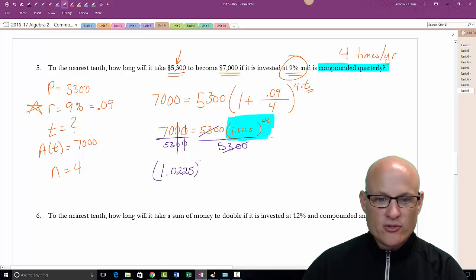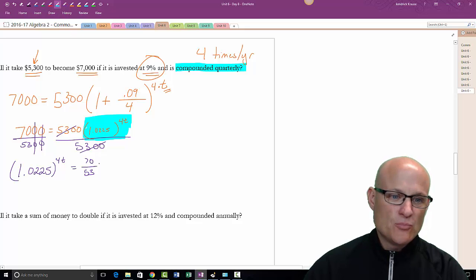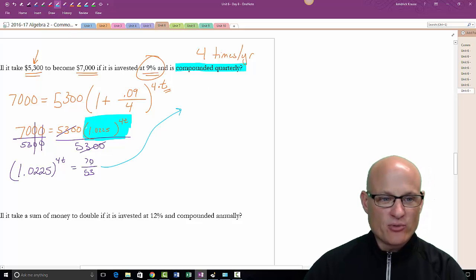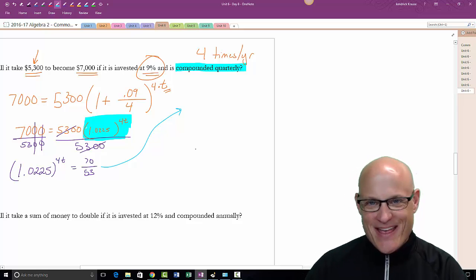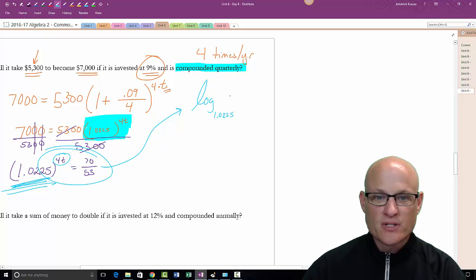So what I end up with is 1.0225 to the 4t equals 70 over 53. And again, I'm just going to leave it as a fraction. Now we're going to bring out Megan. And Megan Trainor says we take this and it's all about the base. So log, all about the base. In this case, this base is right here. This is my exponent. This is my base. So log base 1.0225, and then these two things switch, of 70 over 53 equals 4t.